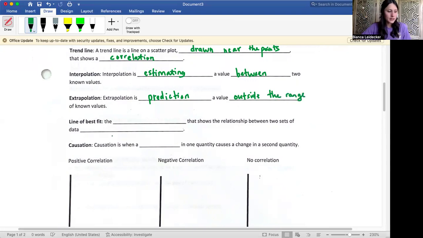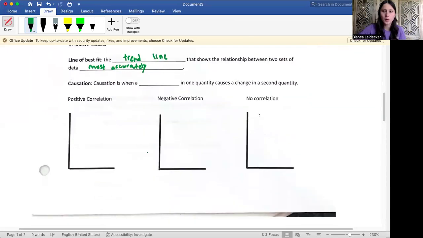Line of best fit. It is the trend line that shows the relationship between two sets of data most accurately. So it's best fit, it's most accurate. Okay, so if none of these words up here really made sense to you, we'll take a look at these graphs below and hopefully the visual will help.